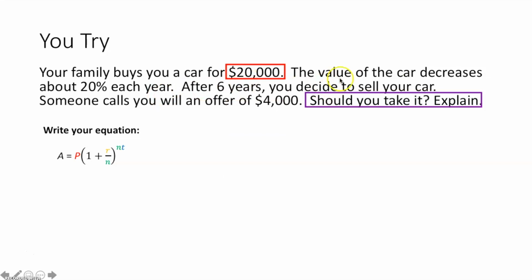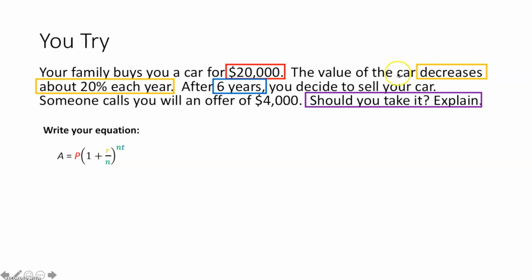Sweet. It also says the value of the car decreases about 20% each year. So 20% has to go in for the R, but we have to write that as a decimal, so it's going to be 0.2. So we put 0.2 in for our R, and it says each year. It doesn't say twice a year, so we just put a 1 in for our N. And then after 6 years is how long we're deciding to sell our car. So 6 is what we're going to put in for our T.